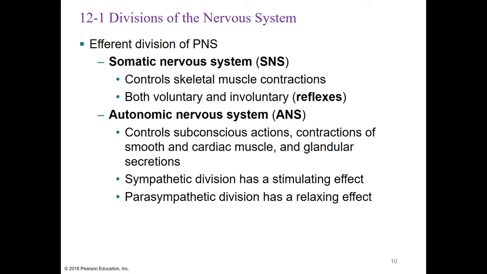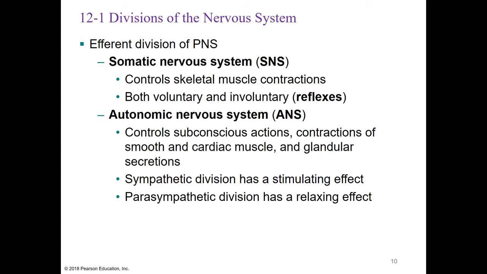So the somatic nervous system, or SNS, is going to control skeletal muscle contractions. These can be both voluntary, which is primarily what we think of when we think of our skeletal muscle, and also involuntary, like reflexes that are involuntary.